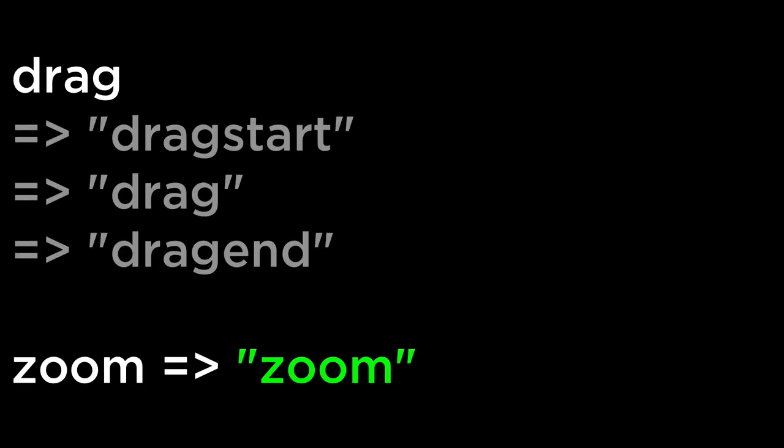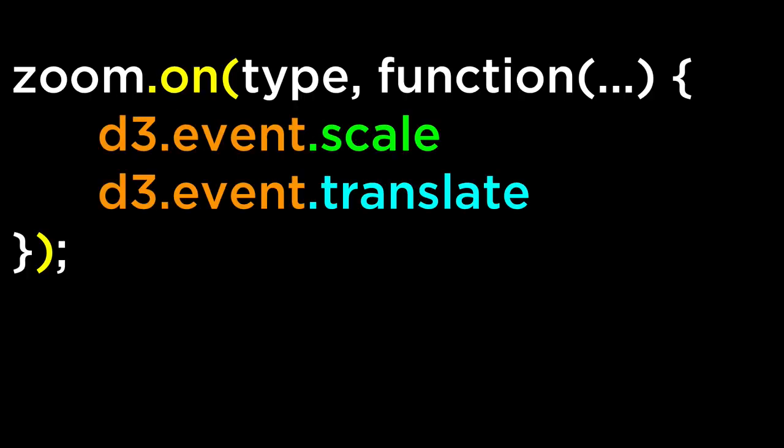The drag behavior has 3 different types of events that are supported: the drag start, drag, and drag end. Currently, the zoom behavior has only one type of event that is supported, the zoom event. This simplifies our life as we only have to write one function to listen to and react to this event. When the zoom event is fired, the listener function will be called. Within this function, D3 provides for us 2 different properties within the D3.event object. These properties are the ones we have been talking about.